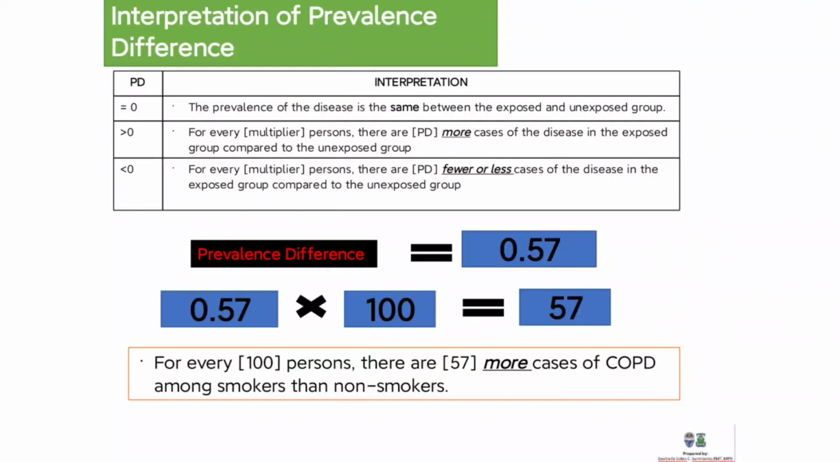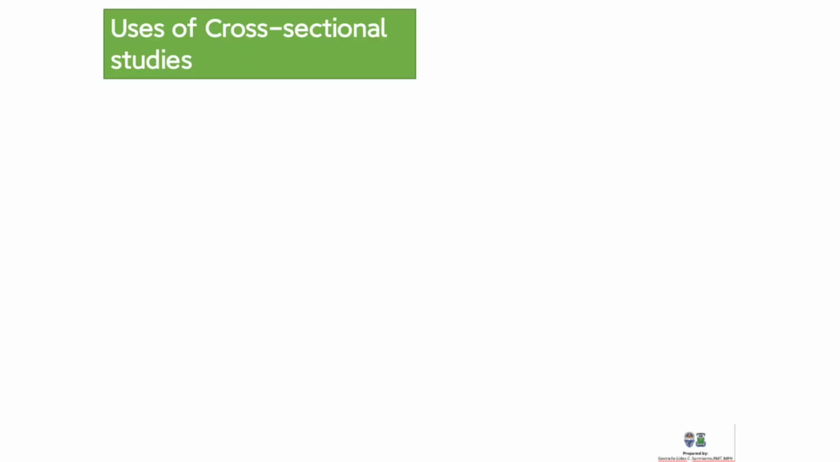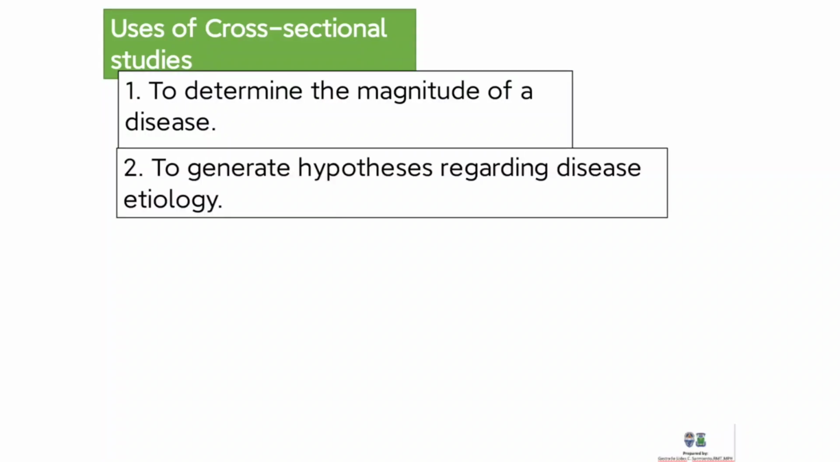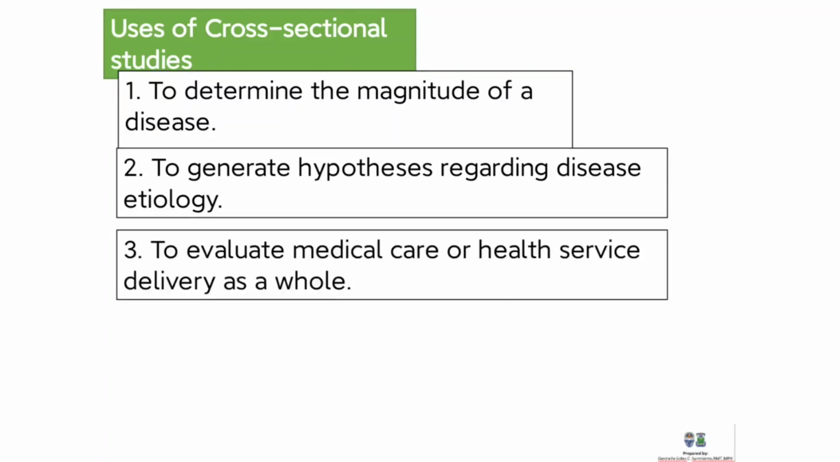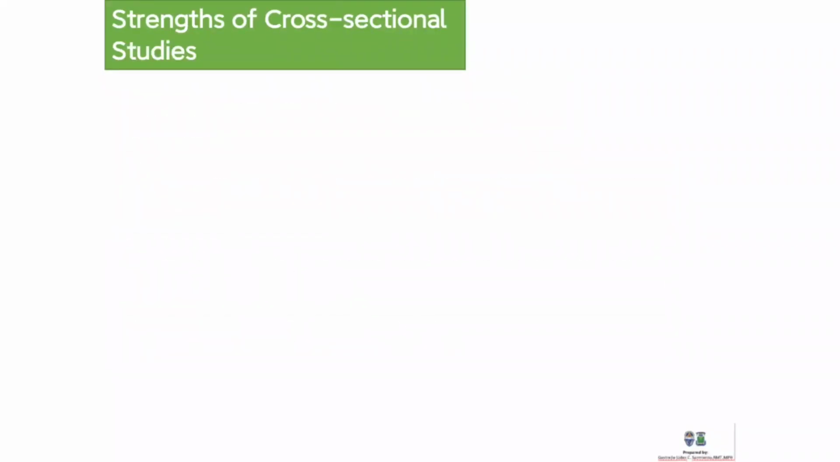Now for our last topic, uses, strengths, and limitations of cross-sectional study. So what are the uses of cross-sectional studies? The first one is to determine the magnitude of a disease. Second one is to generate hypotheses regarding disease etiology. And number 3, to evaluate medical care or health service delivery as a whole. And number 4, to establish a baseline data, which is the most important thing dito.